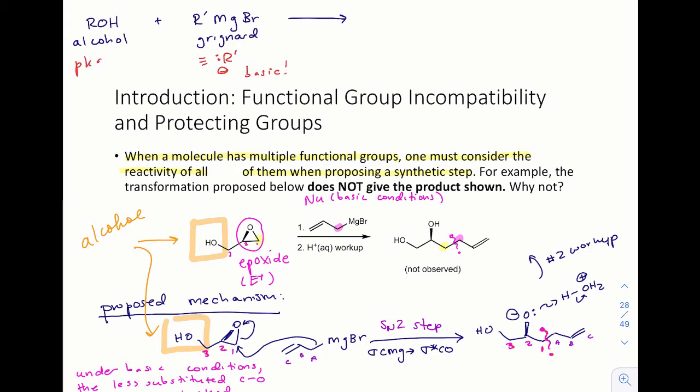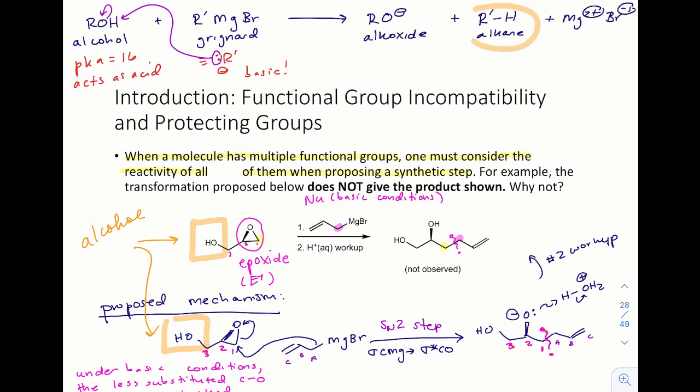The alcohol can act as an acid. It has a pKa of 16. If the Grignard reagent deprotonates the alcohol, acting as a base, this would generate an alkoxide and an alkane. Thinking about the reverse reaction, going from the alkane acting as an acid, it's the conjugate acid of the Grignard, and the alkoxide acting as a base, the alkane would have a pKa of around 45.